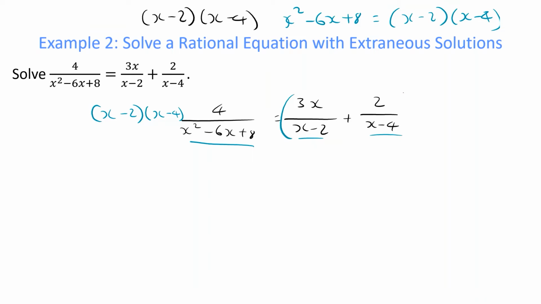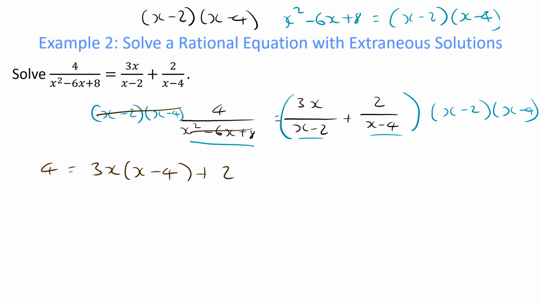Okay, I'll put this in a bracket, and I'm going to have x minus 2 with x minus 4. Next, we will simplify. So this is cancelled out by this. So we have 4 equals, on this side we will have 3x with x minus 4 plus 2x minus 2. Next, we will use the distributive property to simplify.